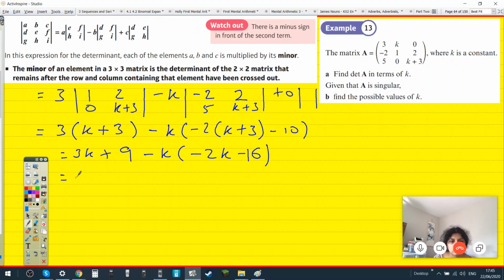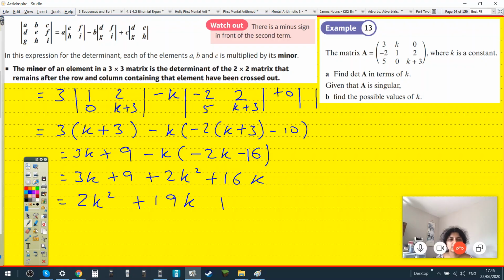And then plus 2k squared plus 16k. Yay. That's it. Simpler. Factorize out k. Simpler. Oh, factorize out 3k. No. What's 3k plus 16k? Oh, 19k. Quadratic, 2k squared plus 19k plus 9. You don't solve it, right?